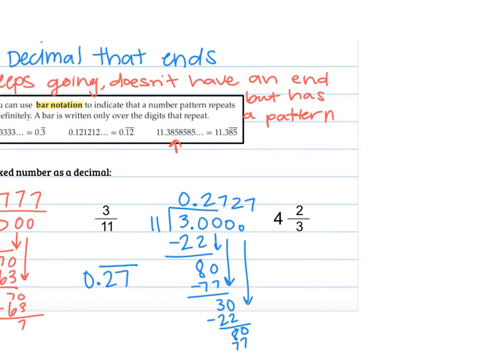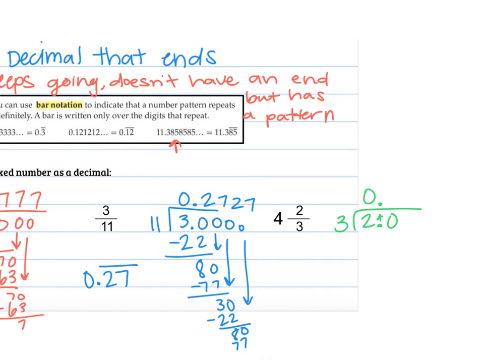Okay. Last one, 4 2/3. So again, I'm going to ignore the 4 and just take care of the 2/3. I can't turn that into a decimal easily, so I'm going to need to divide. Numerator goes on the inside, denominator on the outside. 3 can't go into 2. Add a decimal and a 0. Carry my decimal straight up above.